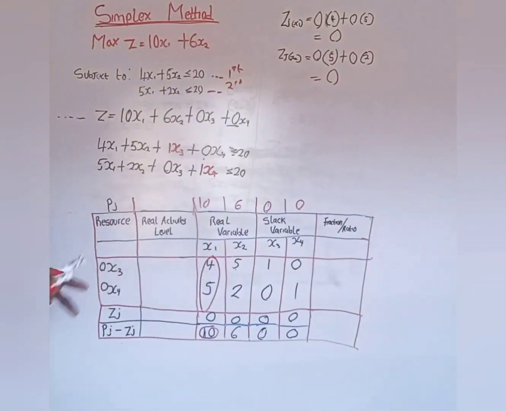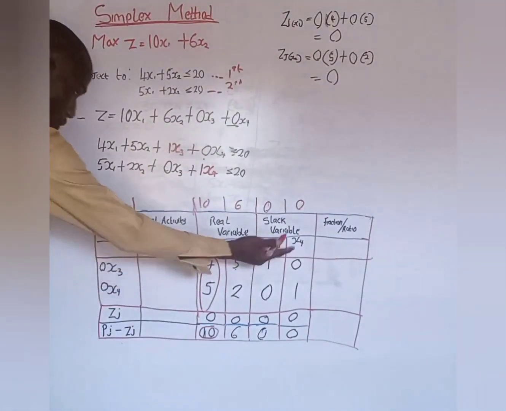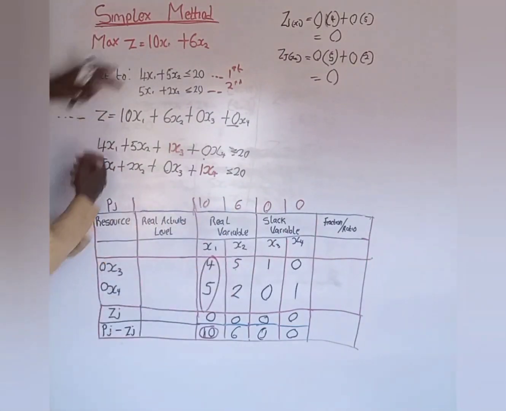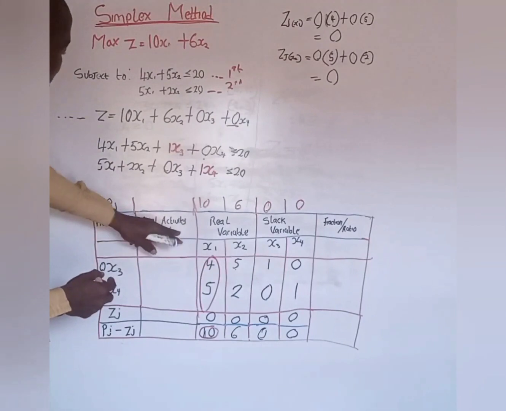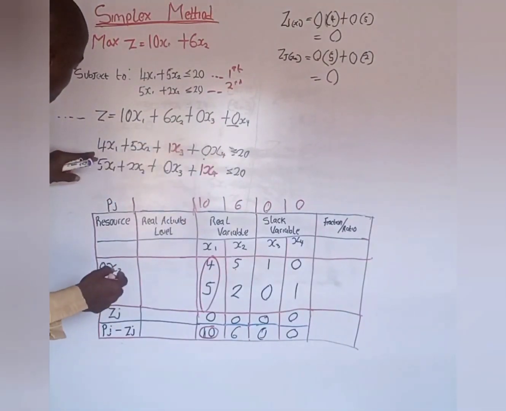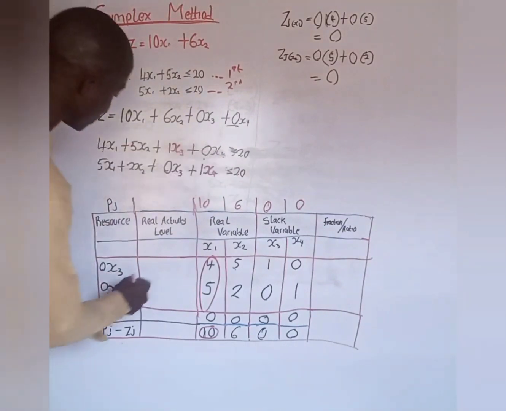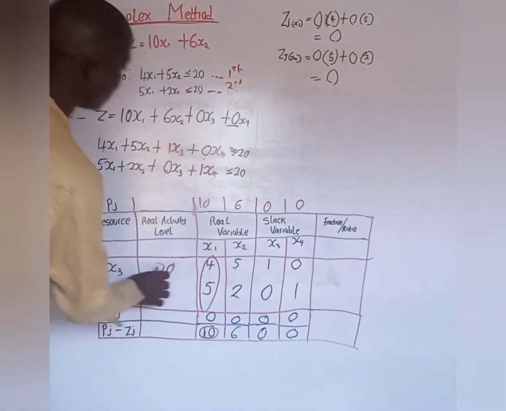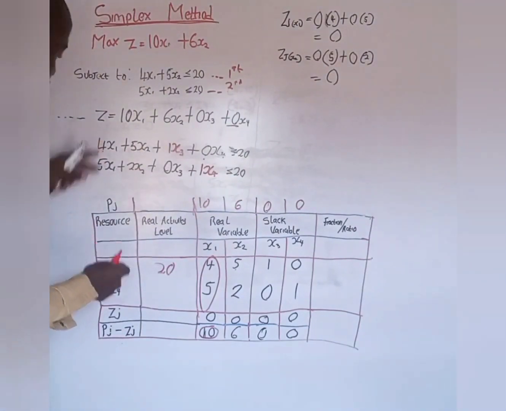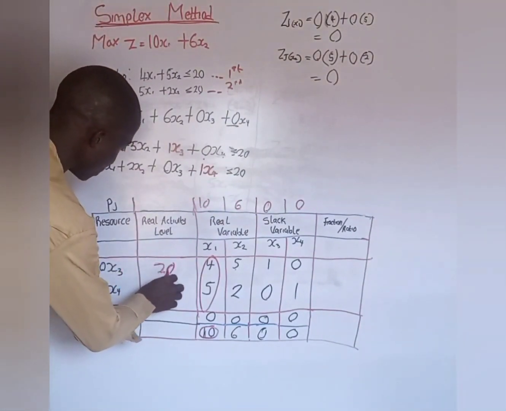How do I get the key row? Of course, this is row and this is column. So how do I get my key row? If I want to get my key row, don't forget that the reactivity level for the first standard constraint is 20, so I'm going to have 20 in this place, and the reactivity level for the second constraint is also 20. So I'm going to be having 20 in this place.